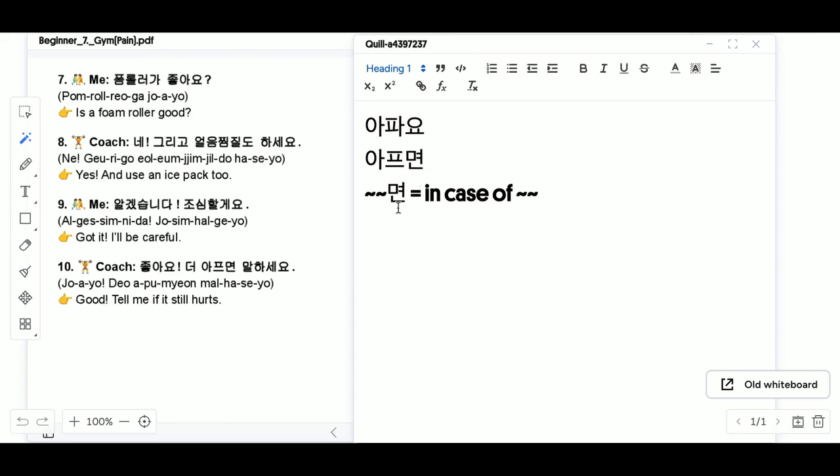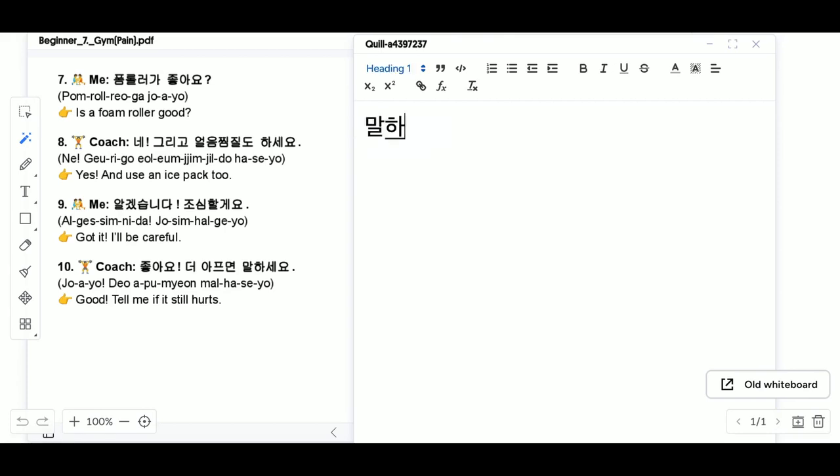So 아파, originally it says 아파, right? 아파 is sick, so 아파면. But 아파면 is grammatically wrong and it's hard to pronounce, so we change it into 아프면. Because the normal verb of 아파요 was 아프다, like I'm sick. So 아프다 was the normal verb. We just delete the 다 and then put 면, 아프면, in case you're sick.